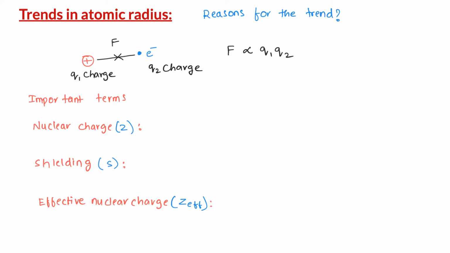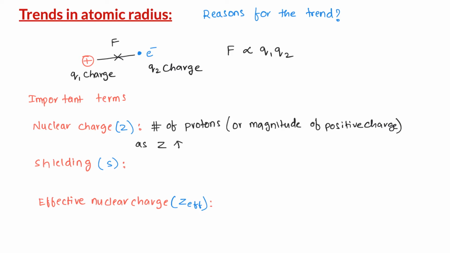Nuclear charge is the number of protons present inside the nucleus. In other words, the magnitude of the positive charge inside the nucleus. As the nuclear charge increases, the force of attraction between the nucleus and the outermost electron increases and the atomic radius decreases.